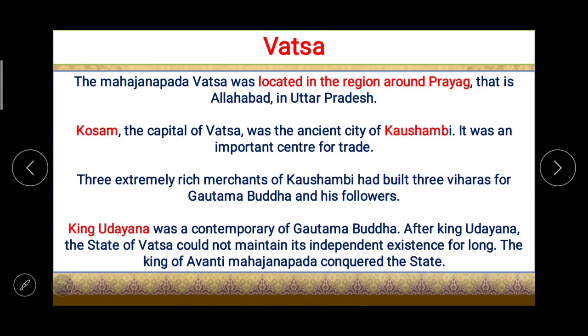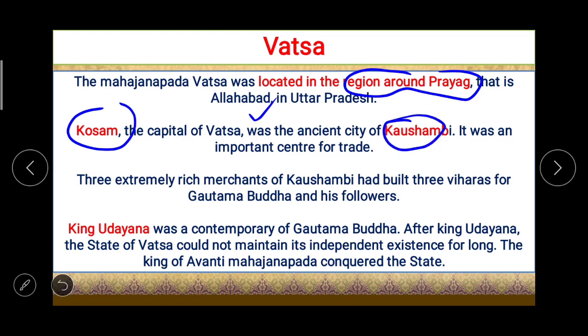Next is Vats. The Mahajanapada Vats was located in the region around Prayag, that is Allahabad in Uttar Pradesh. Kosam, the capital of Vats, was the ancient city of Kaushambi. It was an important center for trade.